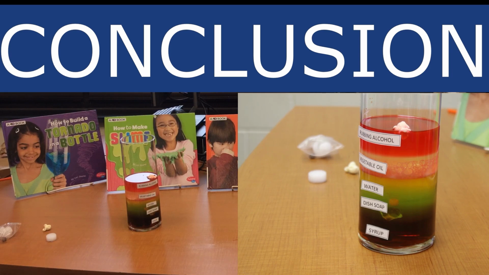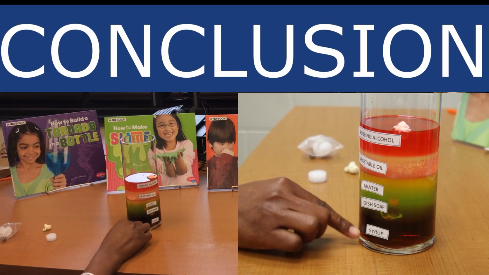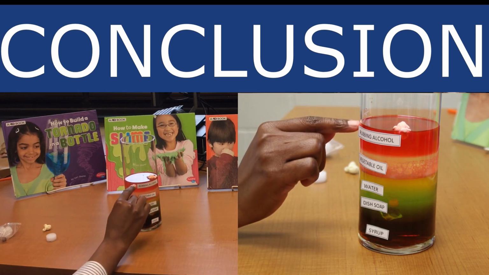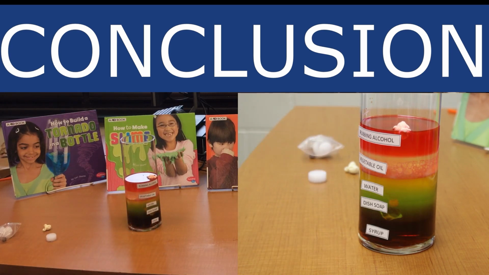Syrup, the most dense, is seen at the bottom, and alcohol, the least dense, at the top. This same principle applies to the objects dropped into the tower after the layers have settled. Their density determines which layer they make it to before floating or sinking.